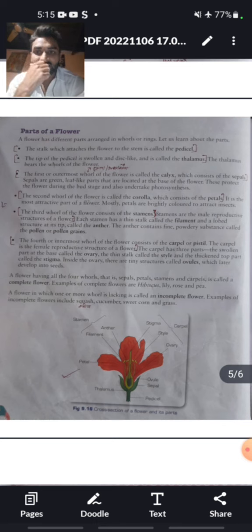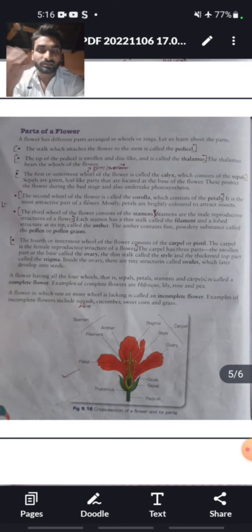Okay, now we discuss the petals. A petal is an attractive part of the flower. Petal का मतलब है जो हमारी फ्लावर्स में पत्तियां होती हैं उसे petal बोला जाता है. Now next we discuss what stamens are. The third whorl of the flower consists of stamens. A stamen is the male reproductive part of a flower. The stamen is also divided into two parts. Filament is a stalk. A stamen has a thin stalk which is known as the filament.